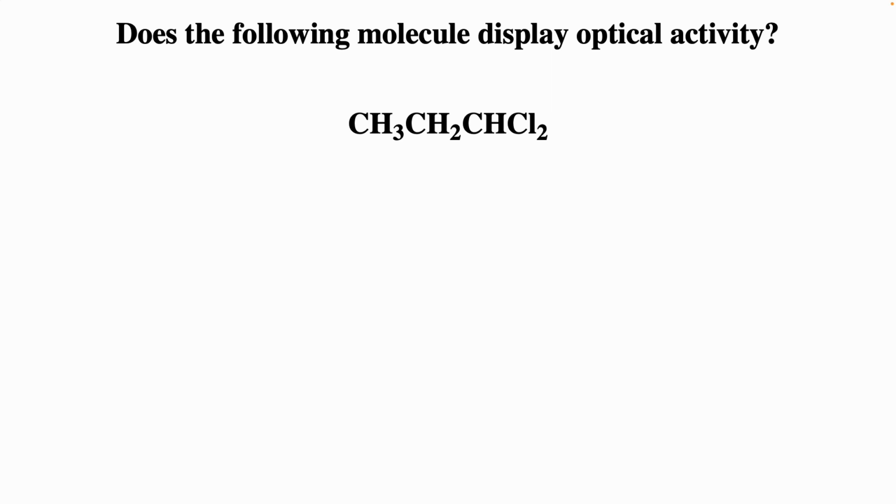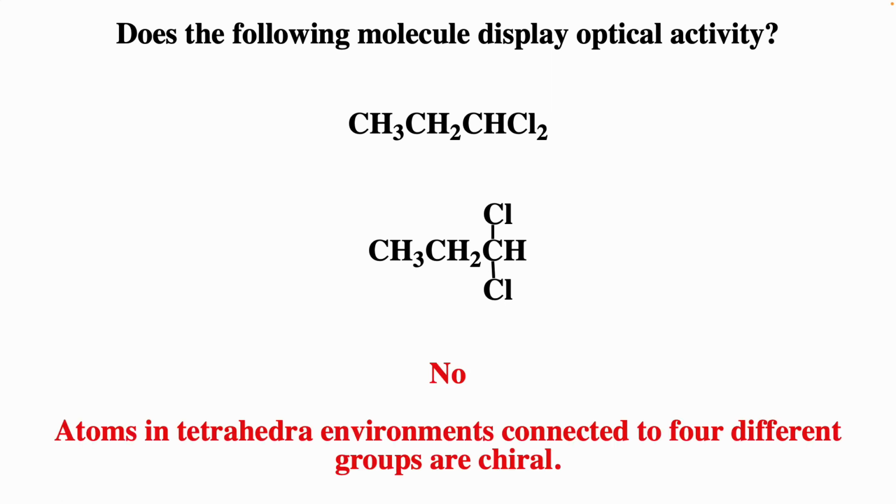For this one, if we draw the Lewis diagram, we see we have a carbon with 2 chlorines, 2 hydrogens, 3 hydrogens. It should not be optically active. It is not chiral. It does not contain a chiral carbon.